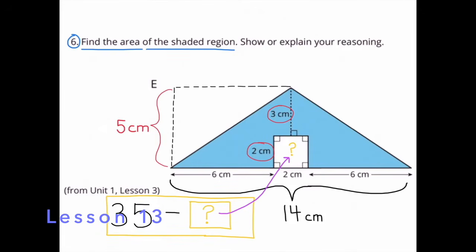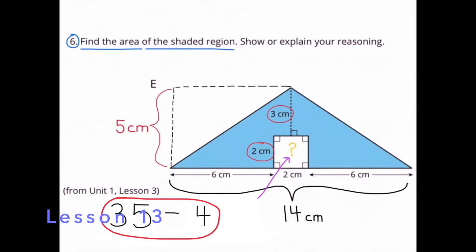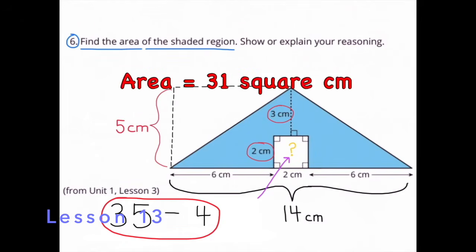Next, we need to remove the square from the shaded region, and the base and the height of that square is 2 centimeters by 2 centimeters. 2 times 2 is 4, so the area of the square is 4. And 35 minus 4 is 31. The area of the shaded region is 31 square centimeters.